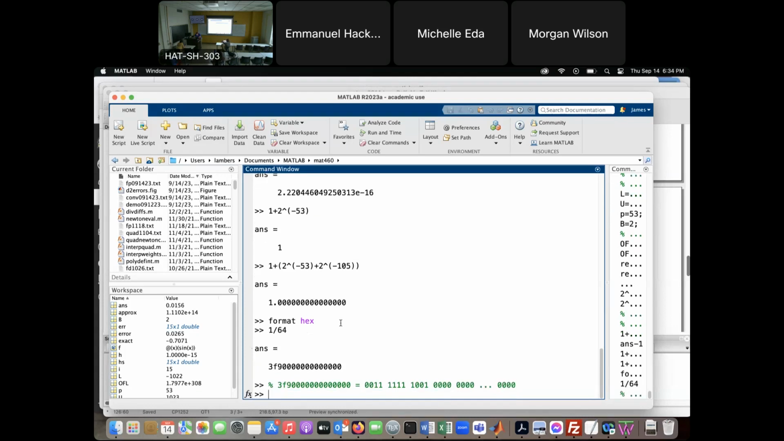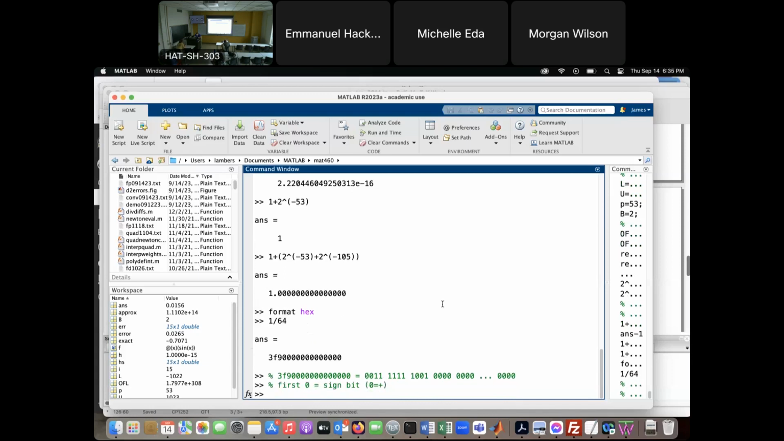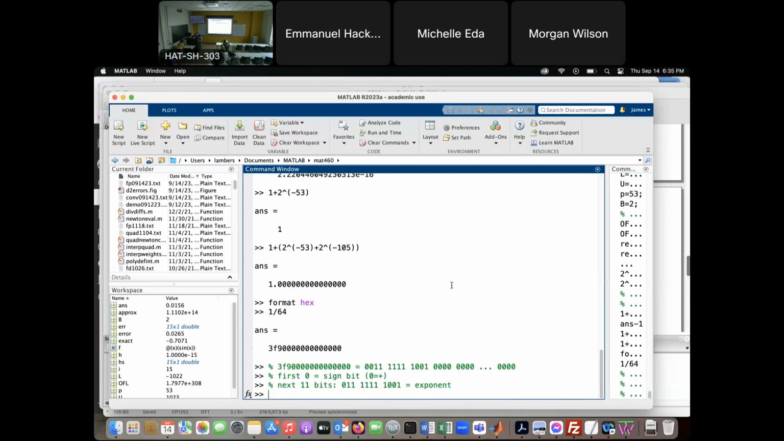Now, the first binary digit is a sign bit, and in this case, because it's 0, the number is positive. The next 11 bits, 011 1111 1001, correspond to the exponent. But what exponent is that? I need to convert this number to decimal.